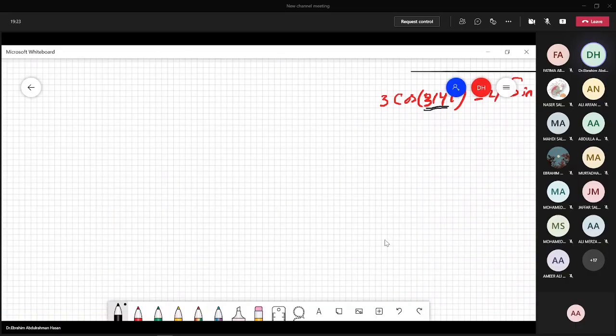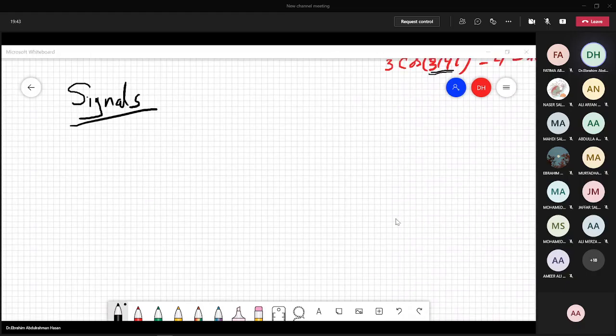Okay, so let me start a new topic. It is signals. How do we define signals? He said that signals are information. So we are transferring some information. It could be one dimension, it could be more than one dimension, one variable, more than one variable.